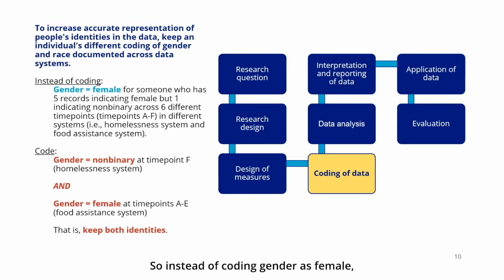So instead of coding gender as female because it's the most common flag, or maybe non-binary because it's the most recent data point, we want to code each gender value with the system it was recorded and in the specific time period it was recorded. So we'd say non-binary at time point F in the homelessness system and female at time points A through E in the food assistance system.